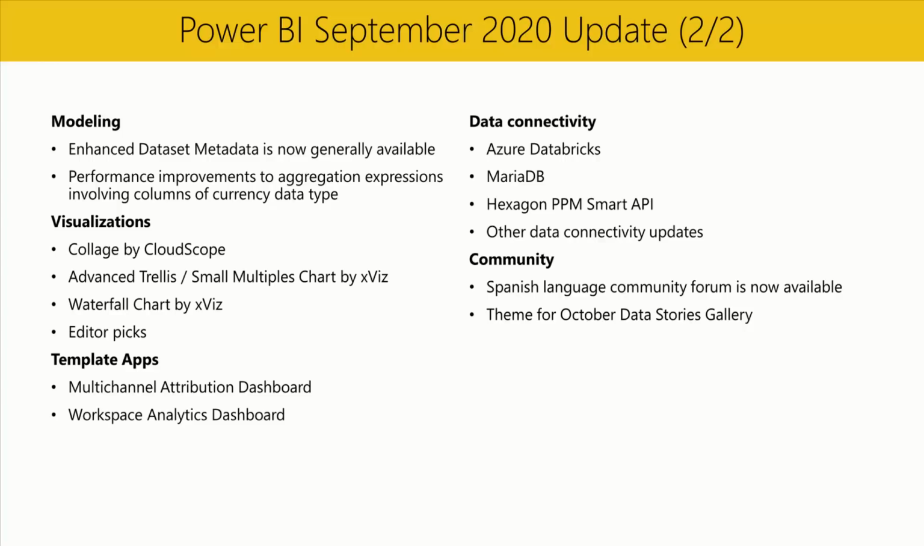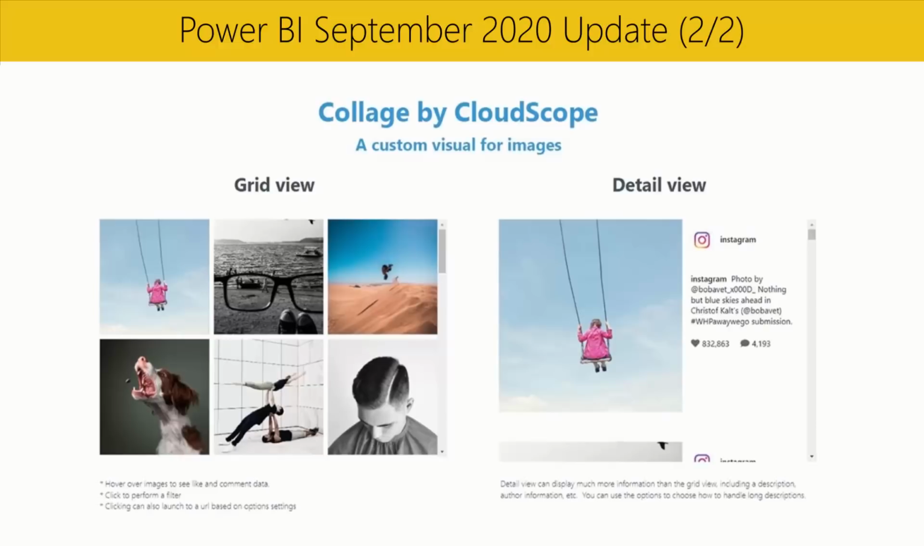In the visualizations section, CloudScope has released its Collage visual, which displays images using either a grid or detailed display. Collage is a way to beautifully display images within your Power BI report. The Collage visual displays images through URL, but also supports displaying captions, media data and type, video URL, comment count, and more. You can also provide any generic data fields that you wish.